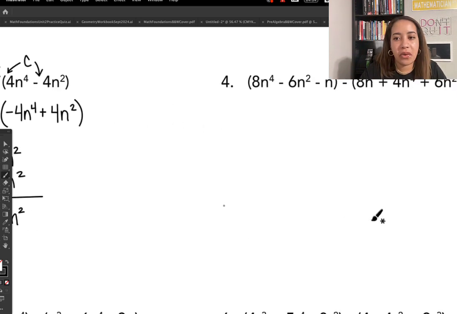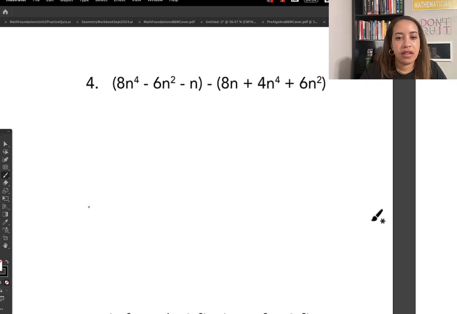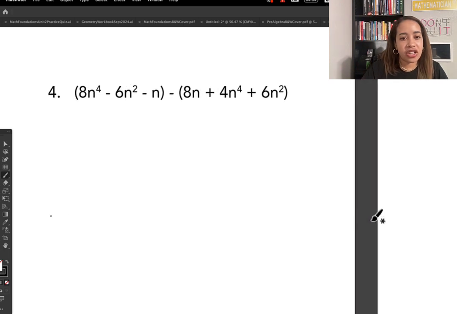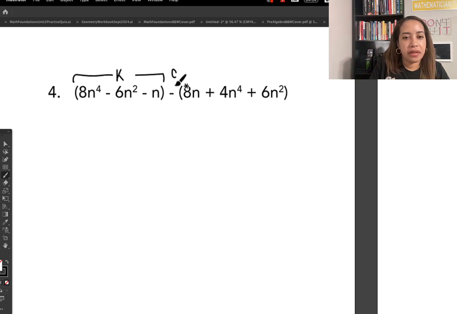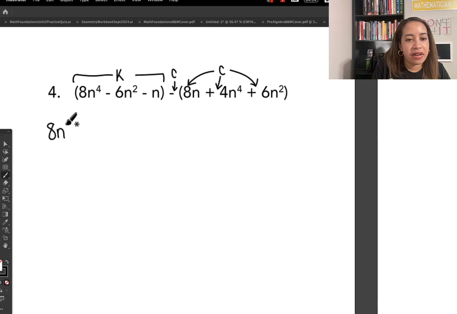Here is number 4. Every time we see a subtraction problem, we will start by saying keep, change, change. Making sure that we change all of the signs in our second polynomial. So I'm going to keep our first polynomial. We've got 8n to the 4th power minus 6n squared minus n.